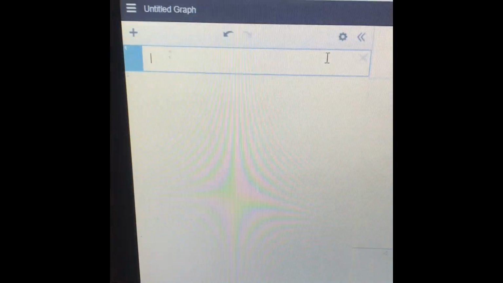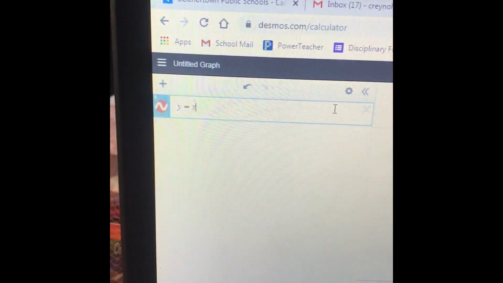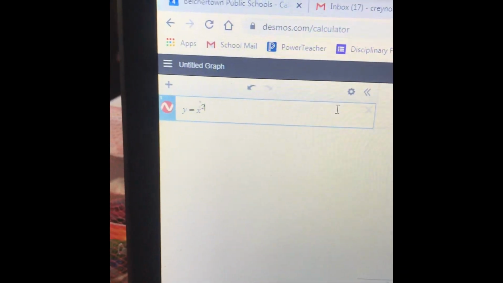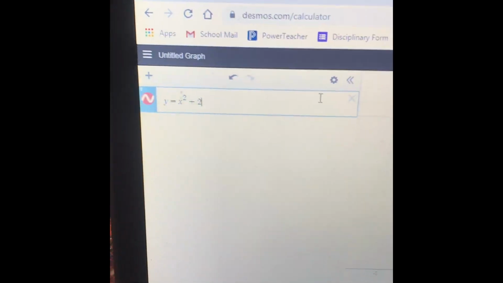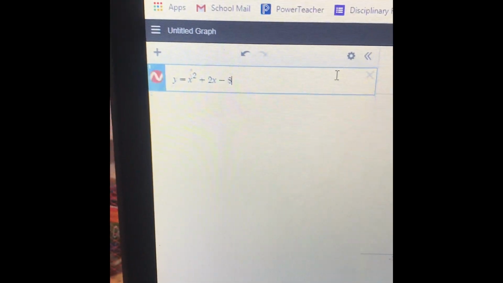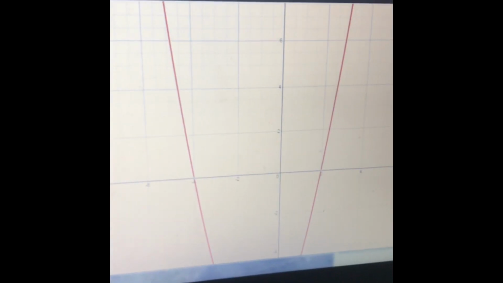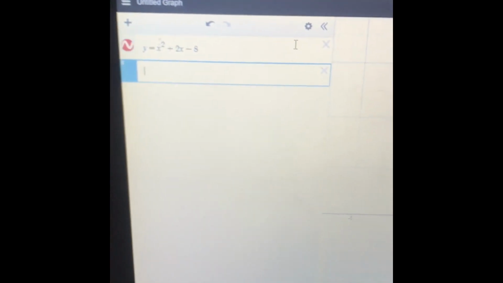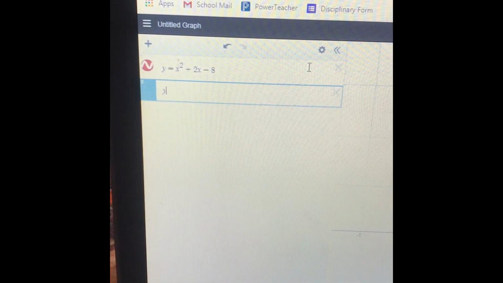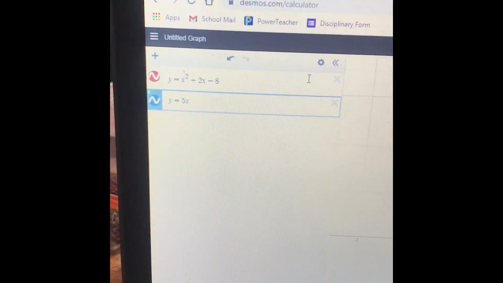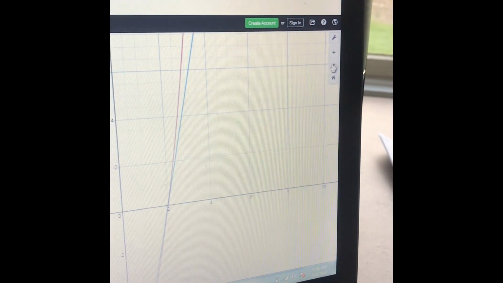We're going to do it by graphing, so I'm going to enter the two equations. y equals x to the power of 2, make sure you jump back down, plus 2x minus 8. And Desmos graphed it for us. I'm going to hit enter to come up with the next equation, y equals 5x minus 10. And then by looking at the graph, you can either zoom in or zoom out by using these plus or minus.